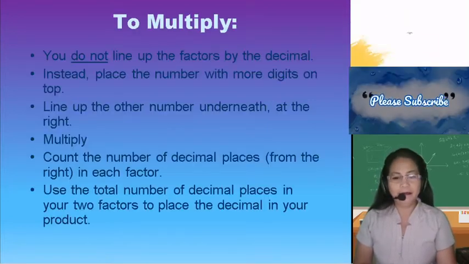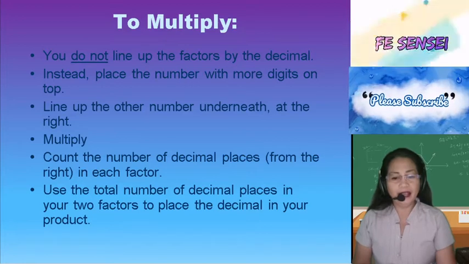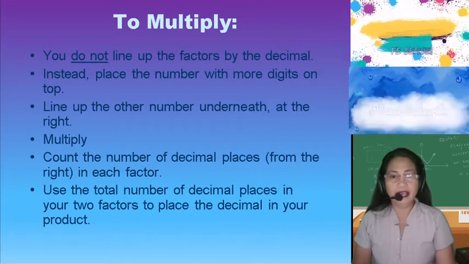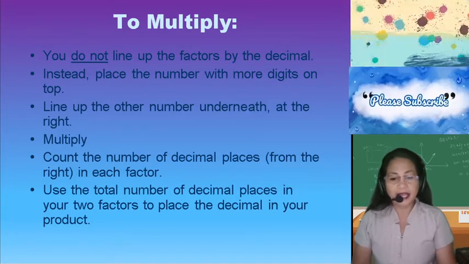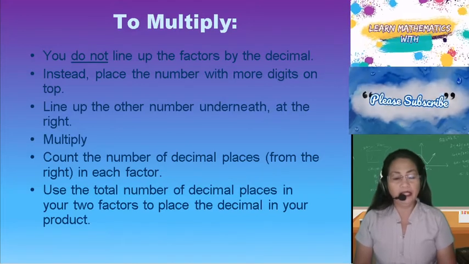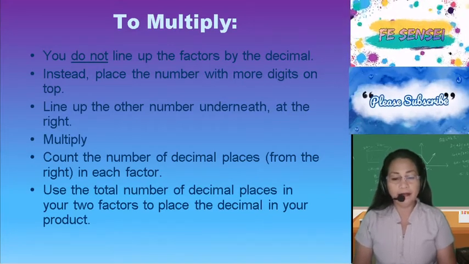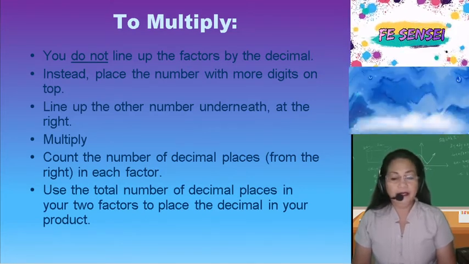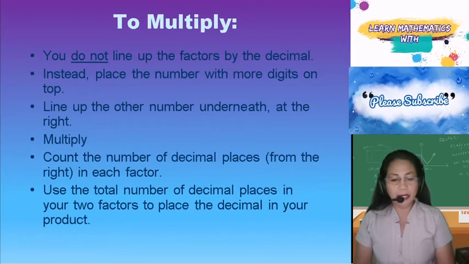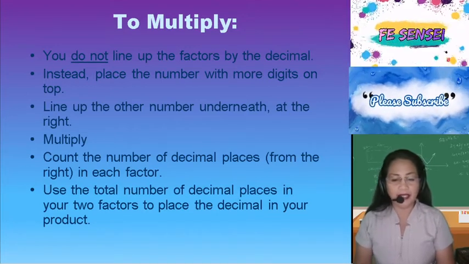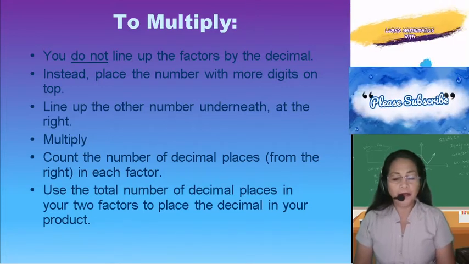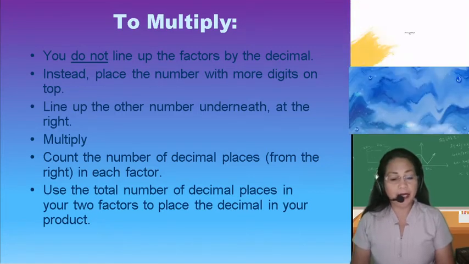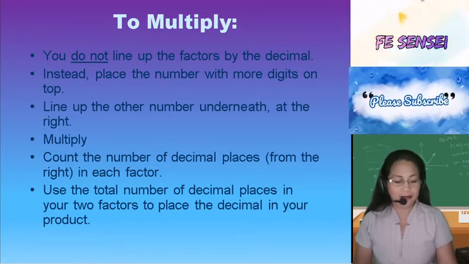Multiplying decimals. To multiply, you do not line up the factors by the decimal, like we did in adding and subtracting decimals. Instead, place the number with more digits on the top, then line up the other number underneath. Then multiply. Count the number of decimal places from the right in each factor. Use the total number of decimal places in your two factors to place the decimal in your product.